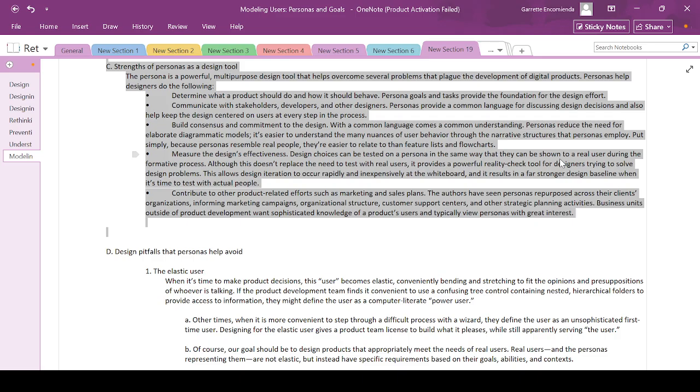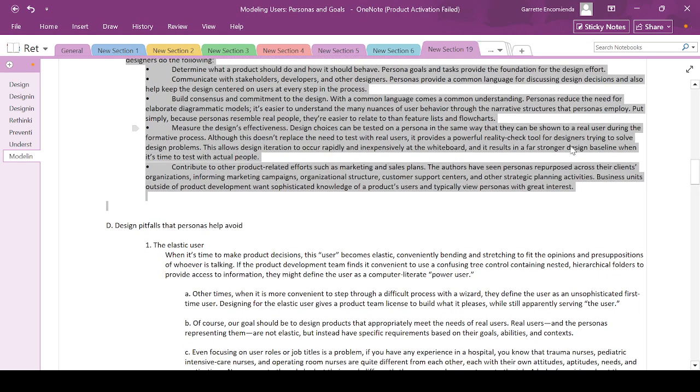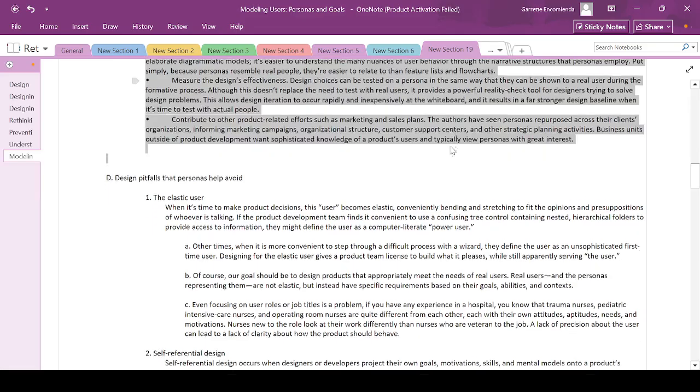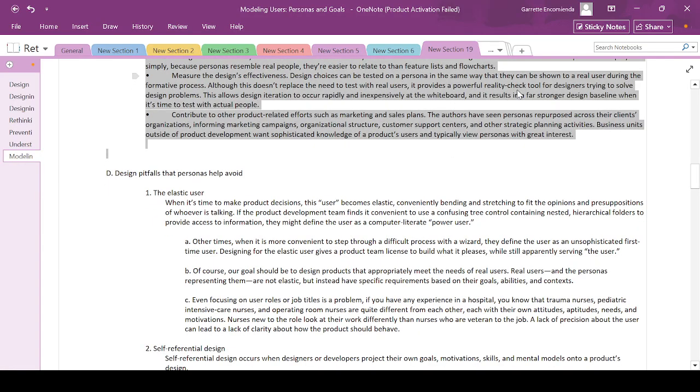Measure the design effectiveness. Design choices can be tested on persona in the same way they can be shown to a real user during formative process. Although this doesn't replace the need to test with real users, it provides a powerful reality check tool for designers trying to solve designer problems.